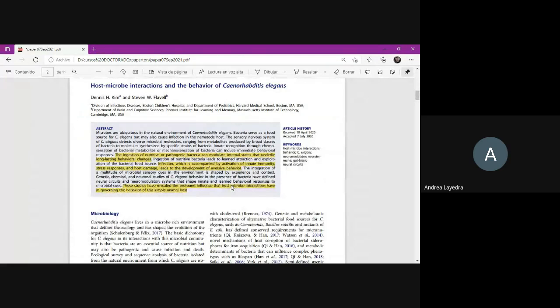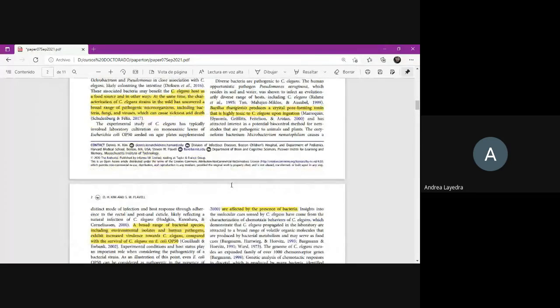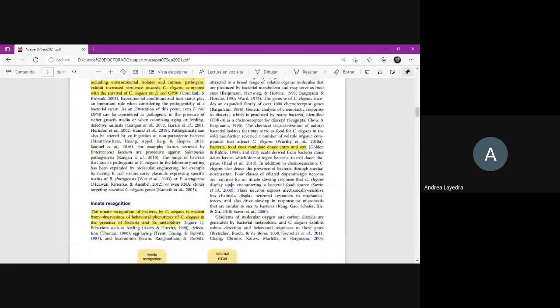It shows how the behavior of the nematode is influenced by metabolites that are generated from microorganisms that are a food source and that may be pathogens. The natural environment of C. elegans has revealed a community of proteobacteria, bacteroides, firmicutes, and actinobacteria that are in close associations with these nematodes. However, there exist bacteria such as Bacillus thuringiensis that produce a crystal pore forming toxin that is highly toxic to C. elegans upon ingestion.